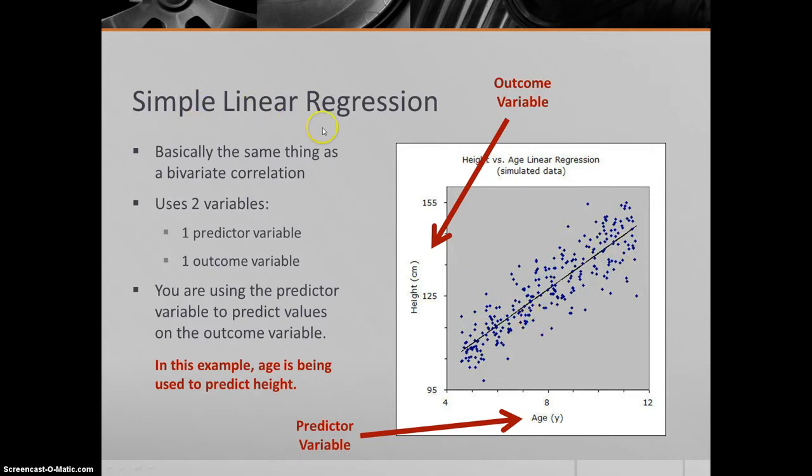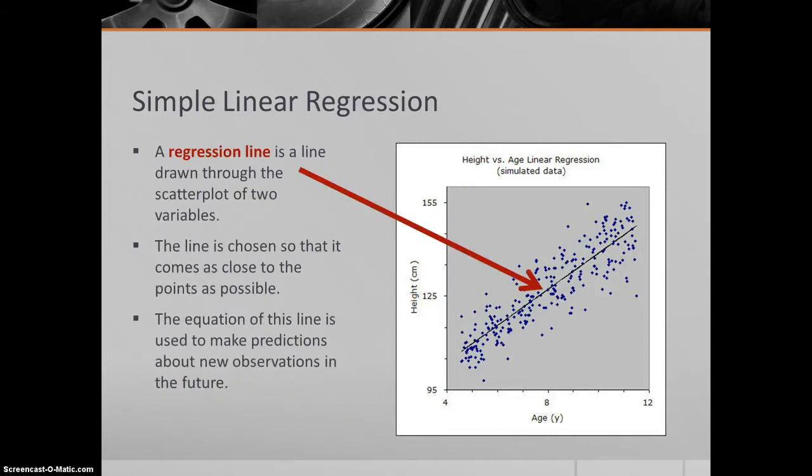So we're going to be doing something very similar here. It uses two variables, a predictor and an outcome variable. And so you're using the predictor to predict the values on the outcome variable. So instead of just looking at the strength and direction of correlation, we're interested in a predictive relationship. We want to be able to say something about one variable with knowledge of the first.